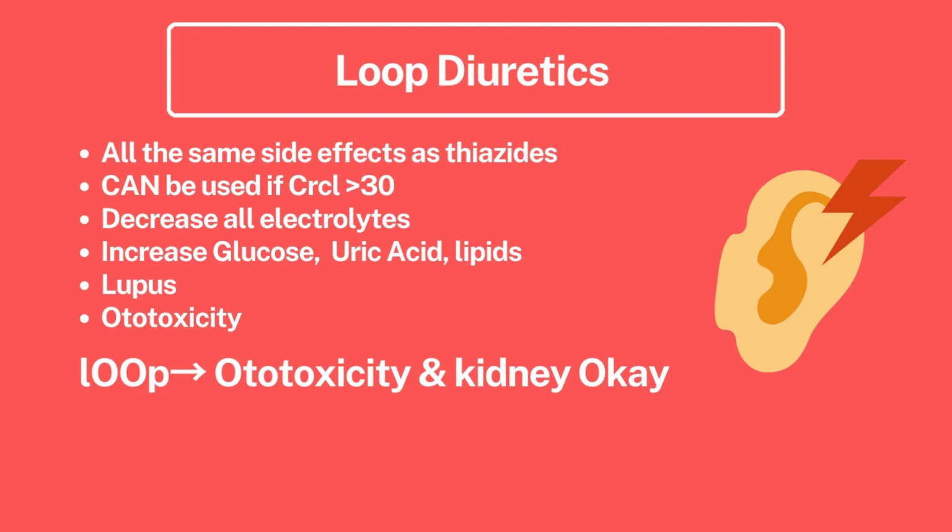So a good way to remember this is if you see loop diuretics, you could use the two O's in loop as a reminder: ototoxic and okay to give in patients with creatinine clearance less than 30.